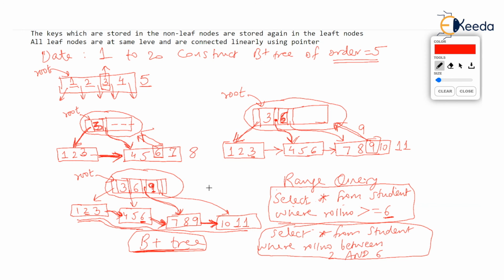That is why these are so popular in DBMS. Whereas range queries are not possible with B tree, because in B tree, leaf nodes are not connected, so you can't traverse sequentially taking all the roll numbers. Secondly, leaf nodes do not store all the values, so range queries are impossible for a B tree.